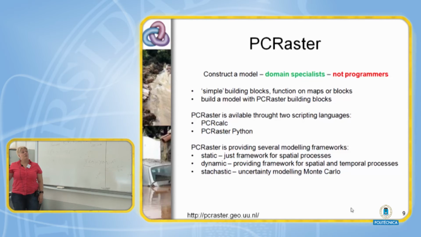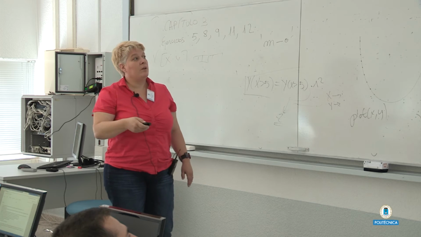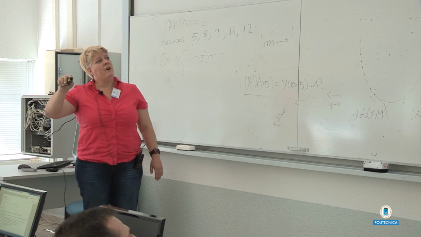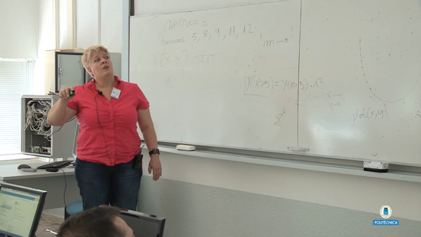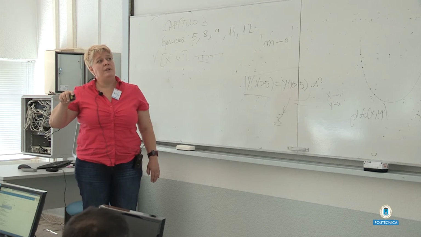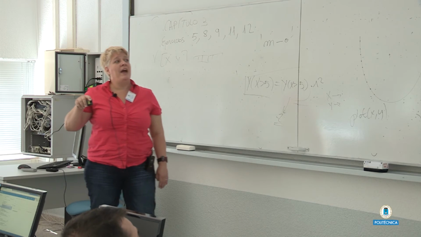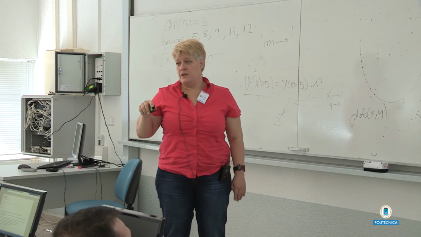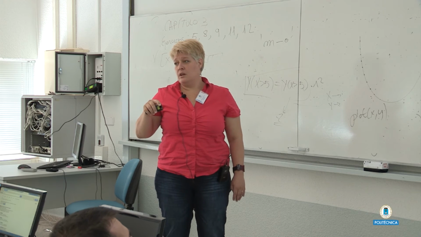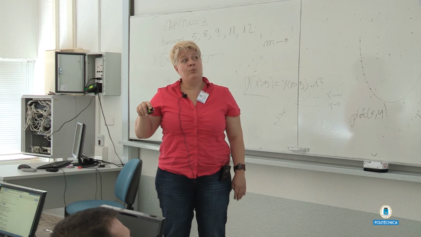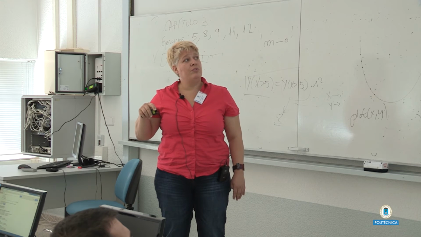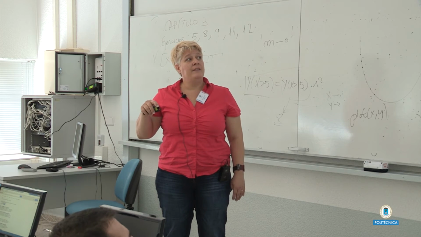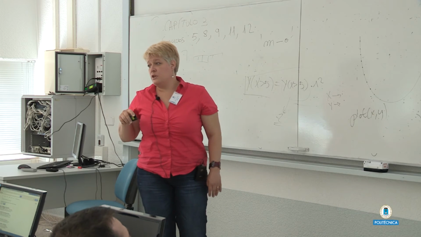So I will suggest you to Google a little bit and try it, especially if you are a Python user, you will find this tool very practical. You can find PC Raster in two versions. I have used this one, and in that version you have a few frameworks for your work. If you want to work only with spatial processes, you can use the statical framework. If you want to work in space and time, you should use this dynamical framework, and this framework was used for this version of the HBV.